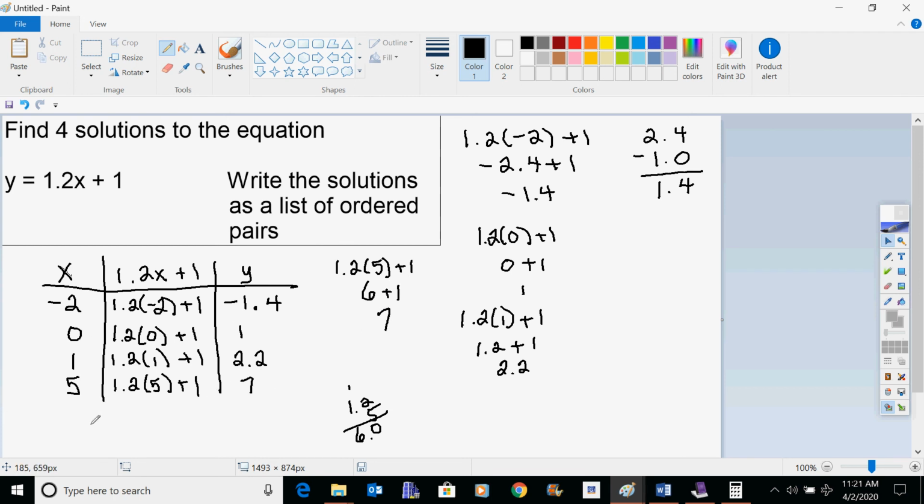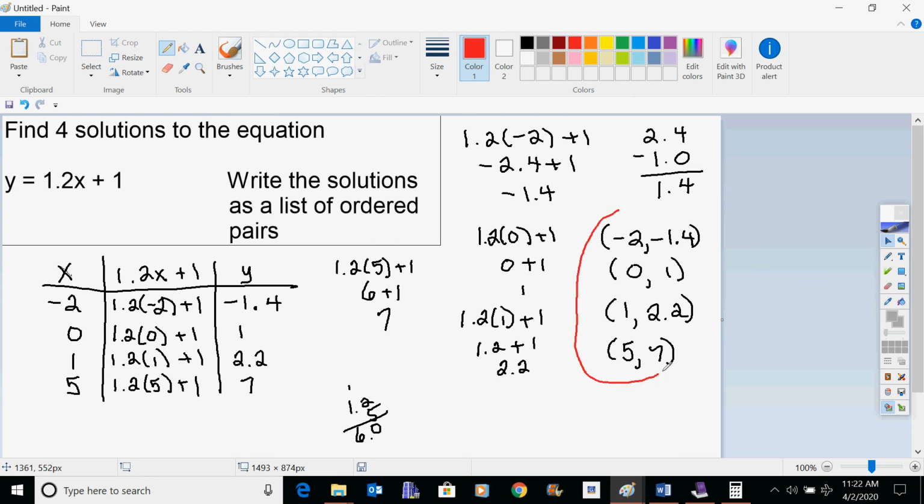Okay, so I have 4 x values and 4 y values that go with them. You want to make your answer into a list of ordered pairs. So I have negative 2, negative 1.4. I have 0 and 1. And I have 1 and 2.2. And I have 5 and 7. So we have our list of ordered pairs. This is our answer, the solutions that we found from that.